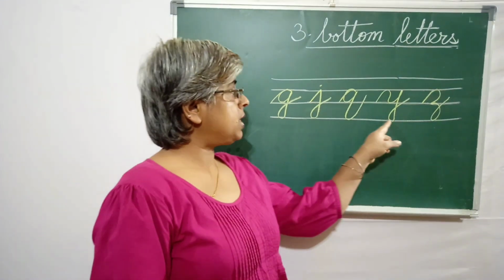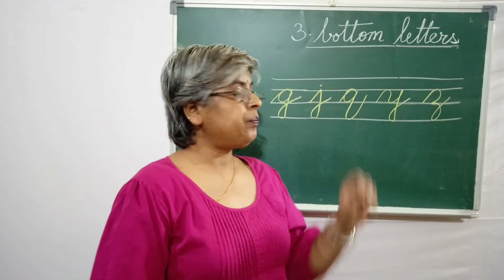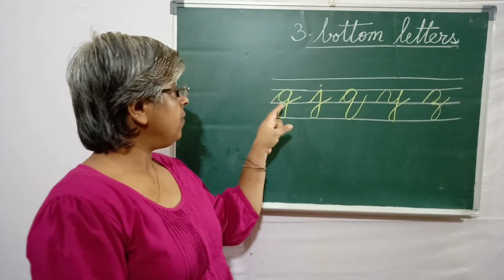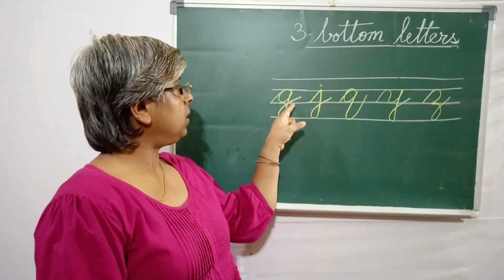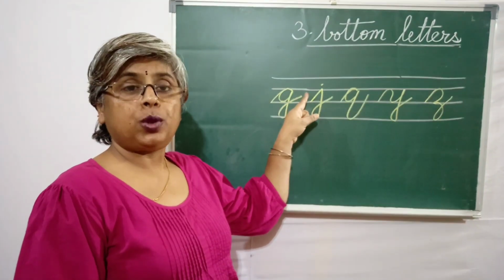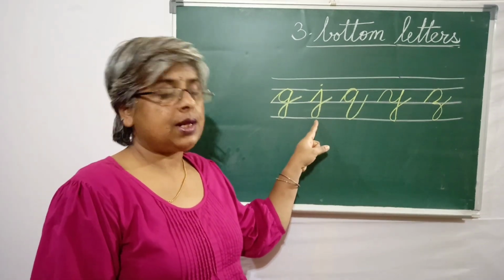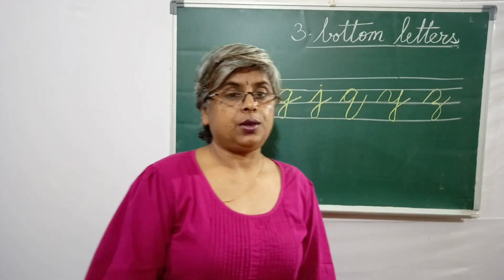Now, if you see, we see that all these letters are touching the fourth line. So what we have to do? We have to tell our children that when we are writing from the third line, we are going up to the second line and then we are coming down straight to the last line of the fourth line. So these are bottom letters.